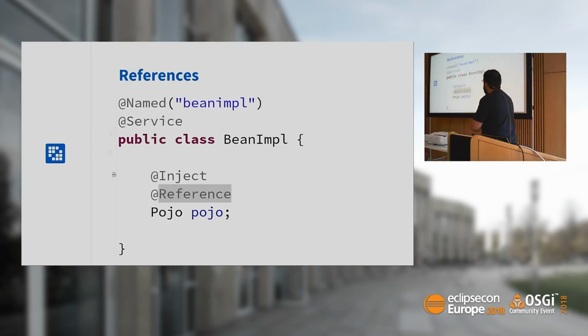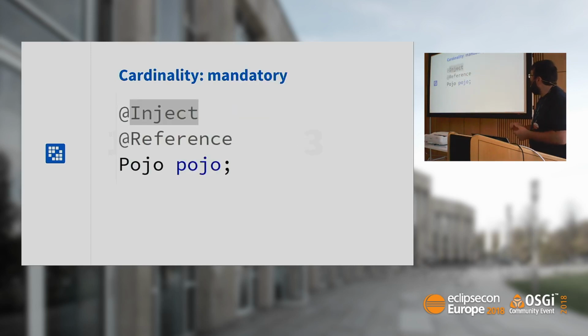So references, what can you do with references? This is an example where we're injecting a POJO service, but now we need to handle cardinality, because getting one service is just one single use case, right? Most of the time with OSGi services, there are a lot of different use cases for how you deal with services. Here we have a mandatory reference. So my CDI container will not start unless there's a service in the service registry of type POJO. And then my CDI container is going to fire up.